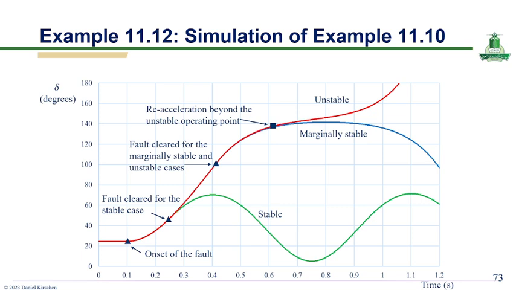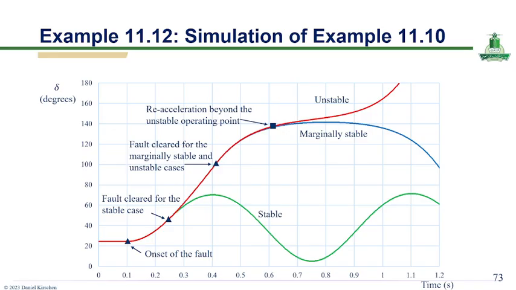When the fault is cleared, for example the green curve, the rotor angle exhibits damped oscillations and eventually returns toward a steady operating point, indicating a stable condition. In the marginally stable case, the blue curve, the system operates close to the stability limit, where the rotor angle reaches a peak and slowly drifts without proper damping, highlighting a critical boundary of stability.